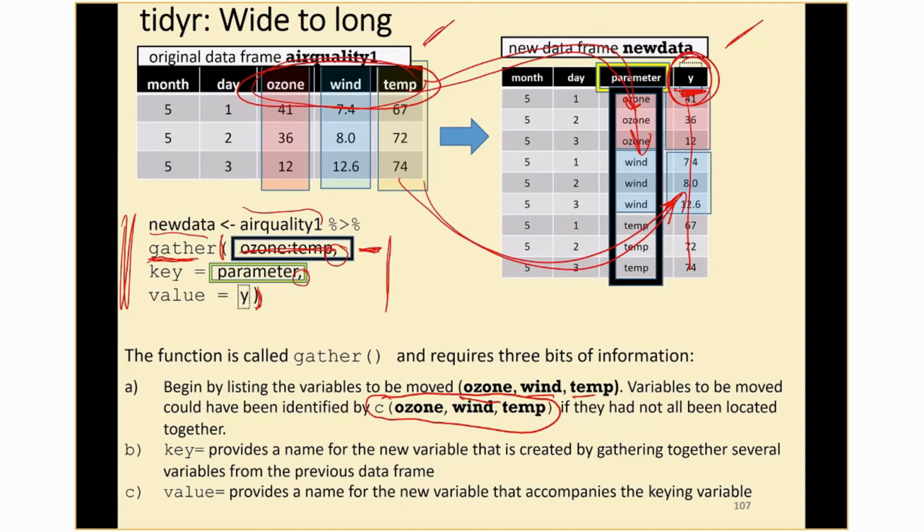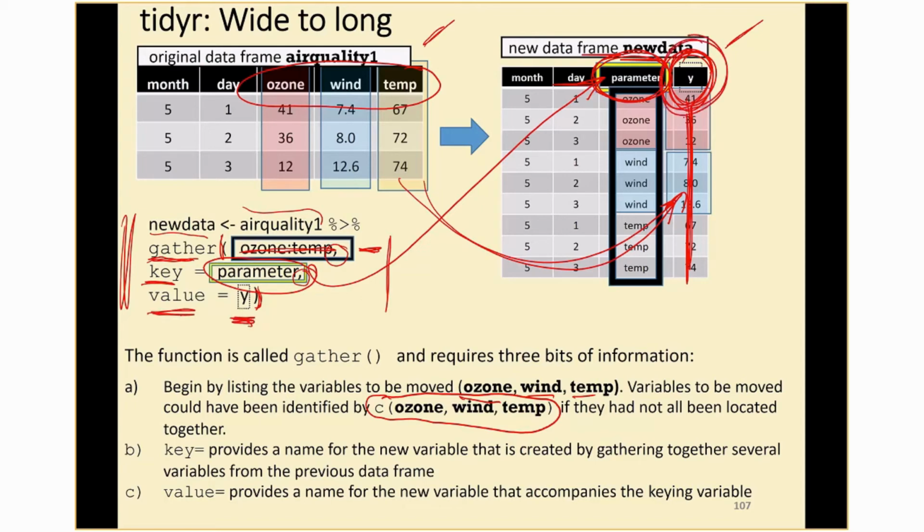The second thing, I use the R keyword key to specify the name of that new variable that I just created. So by saying key is equal to parameter, I'm going to have that variable name parameter. And the third thing I require is the name of the column that is going to contain the values in this newly created variable. And the way I specify that is by value equals, and in this particular case, I've said y. That's why we have the y right here.